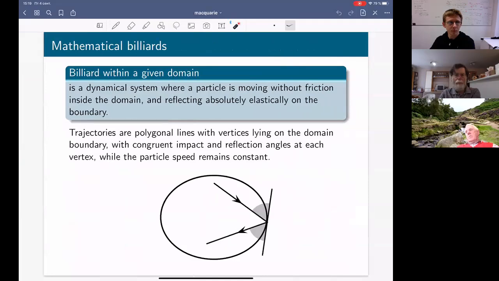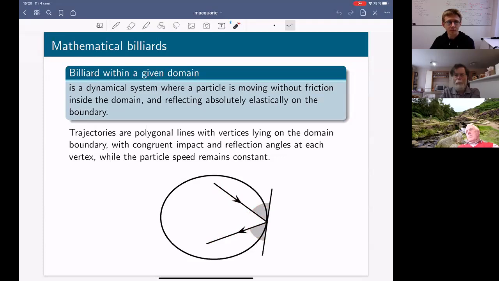Okay, now I want to explain how the Poncelet theorem, the Poncelet porism, is related to mathematical billiards. So let's first define a mathematical billiard. A mathematical billiard is a dynamical system where we have a particle which moves freely without friction within a certain domain, and it reflects absolutely elastically off the boundary according to the billiard law. That means that the speed of the particle will not be lost, so no energy is lost in the reflection, and the impact and the reflection angles are equal to each other.